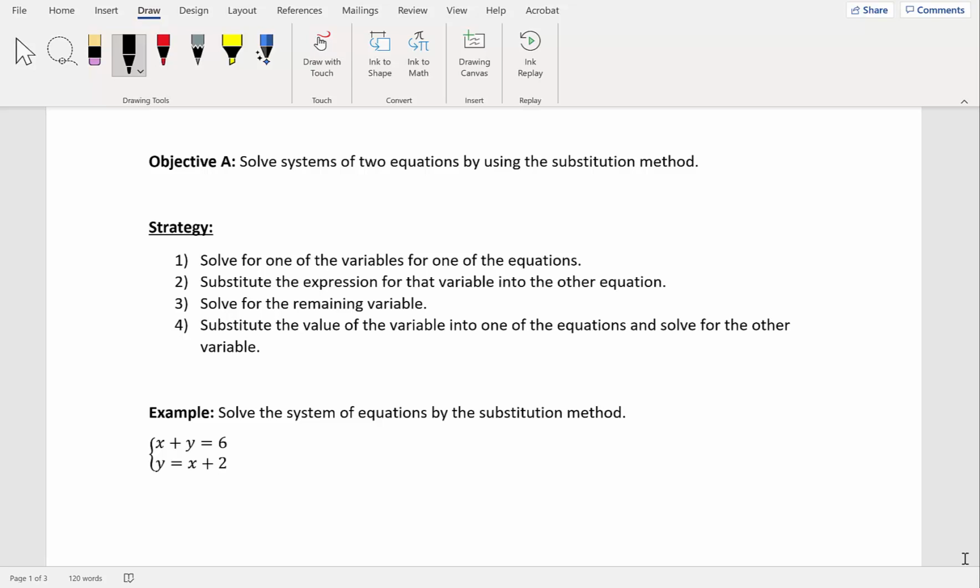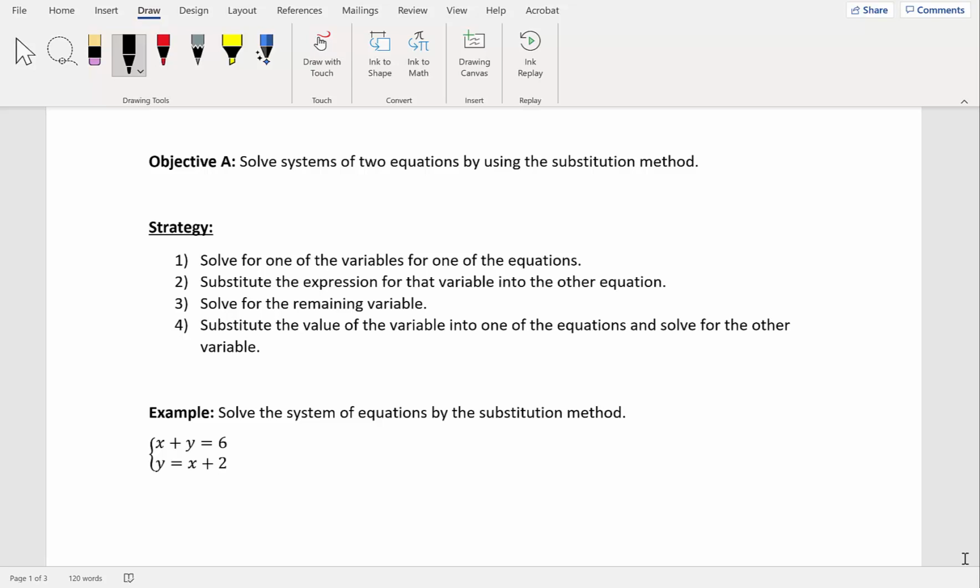Now sometimes it's a little bit easier to solve for one variable over the other. And there's also a way that you could avoid fractions as well. So sometimes if you solve for one particular equation, you might not end up with fractions. It might be a little bit easier to substitute. Now, if you take a look at the second equation right over here, our y is already solved for. We already know that y is equal to x plus 2.